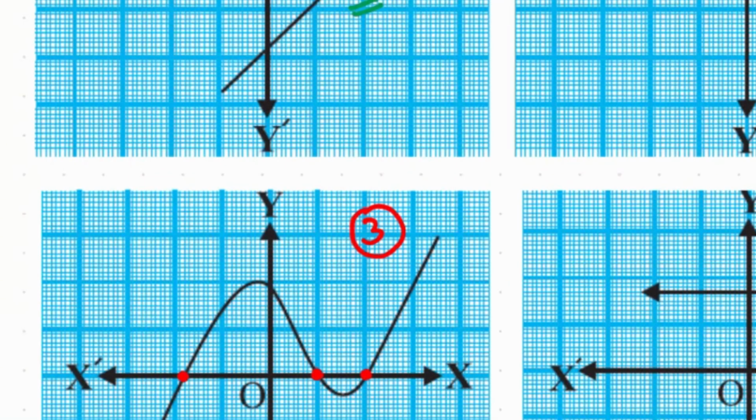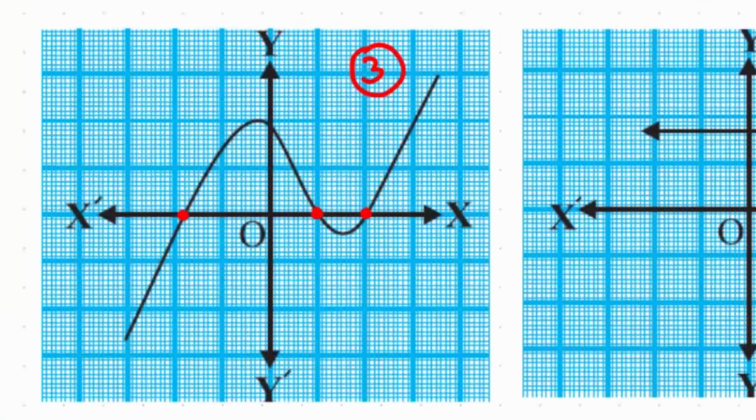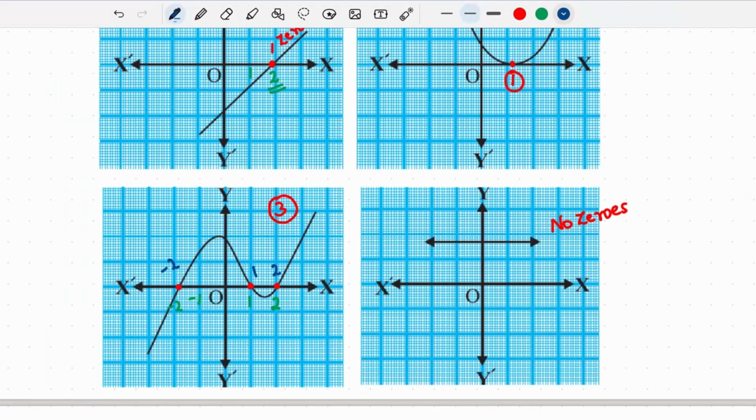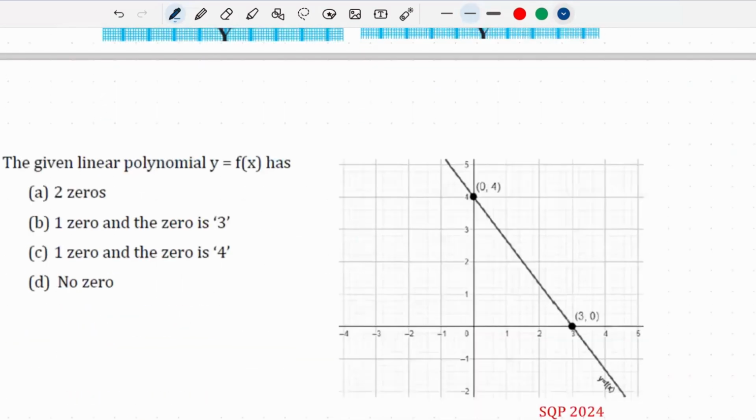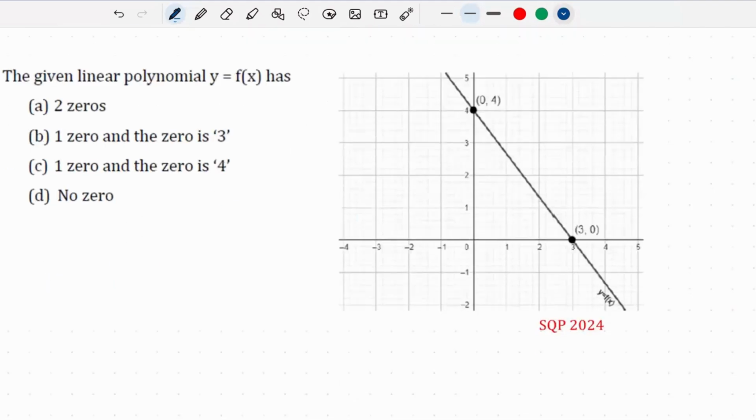And for this cubic polynomial, if I mark it as -1 and -2, +1, +2, you can say that the zeros of this polynomial are -2, 1 and 2. It is touching the x-axis at -2, 1 and 2, which means the zeros of this cubic polynomial are -2, 1 and 2. So here there are no zeros. So I hope you understood how to find the number of zeros and what the zeros of the polynomial are from the graph itself. So let us discuss one more sample question paper question.